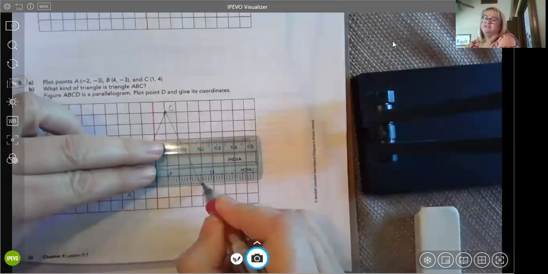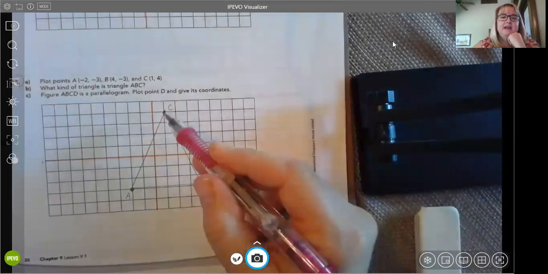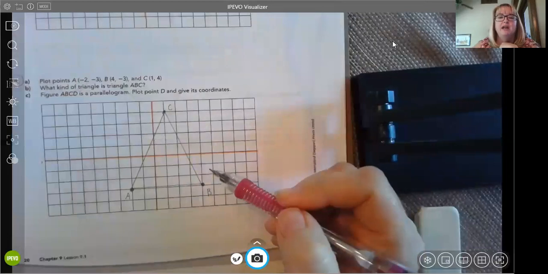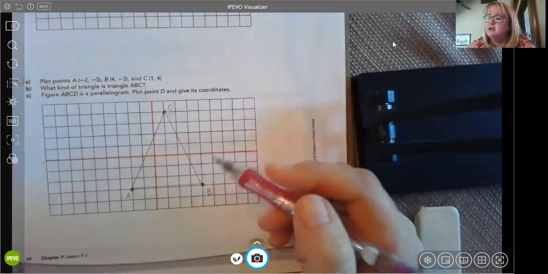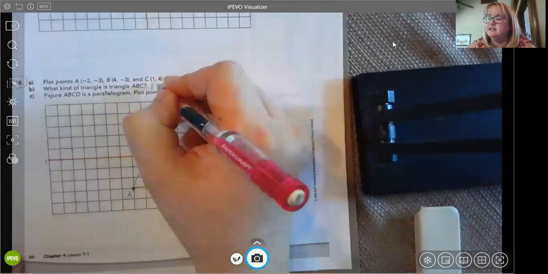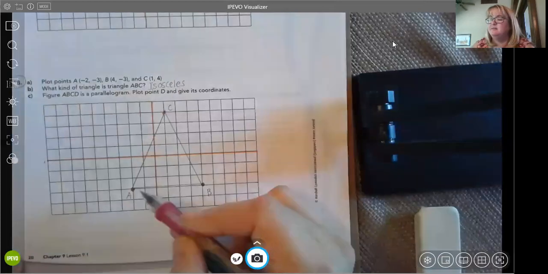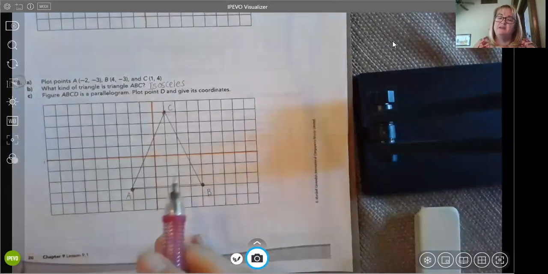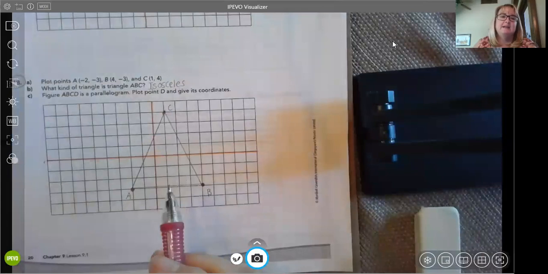Okay, one thing I noticed about this triangle is that AC and CB are the same length. And do you remember what you call a triangle with two sides that are the same length? Starts with an I. It is an isosceles triangle. An isosceles triangle has 2 sides the same length. If this were a little bit longer and you had 3 sides the same length, it'd be equilateral. If all the sides are different lengths, then it would be scalene.